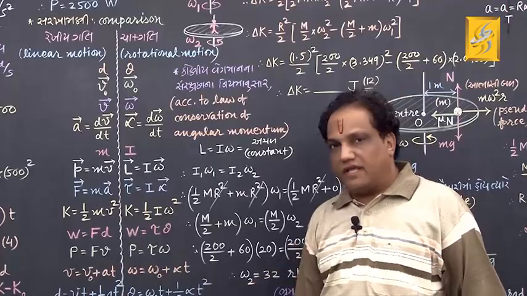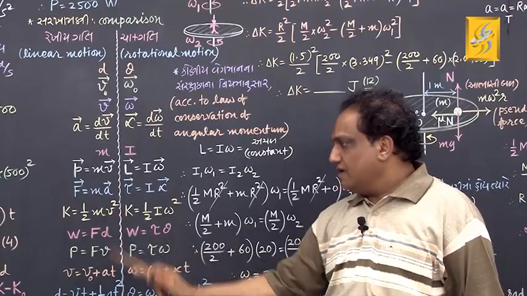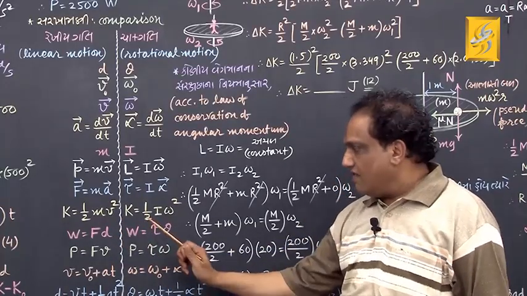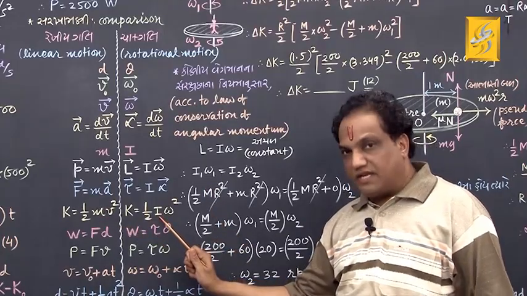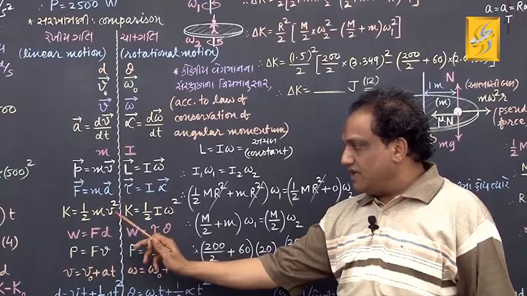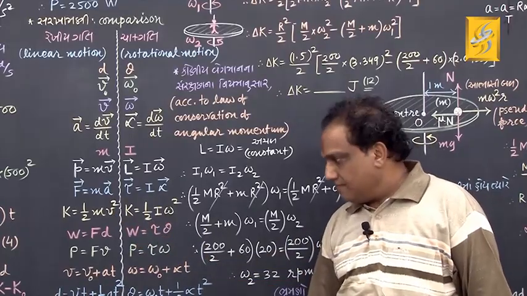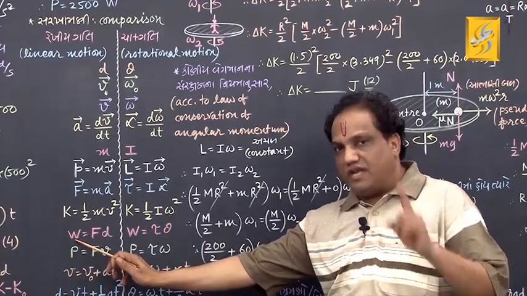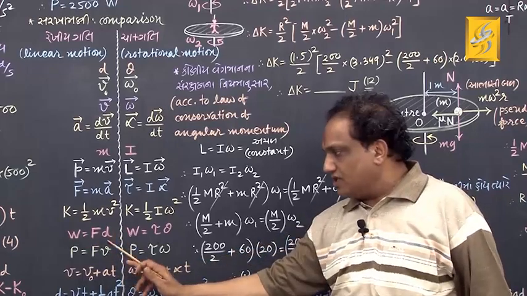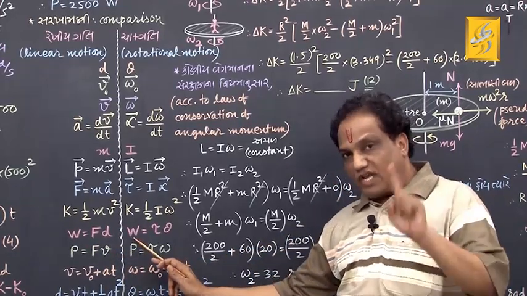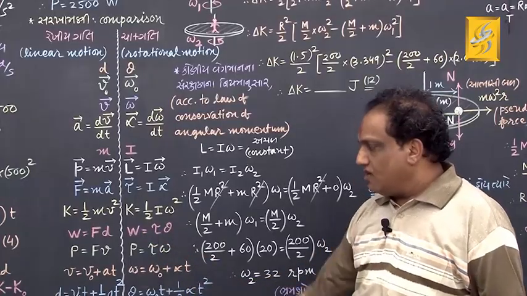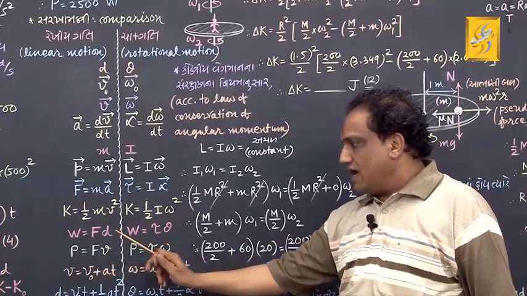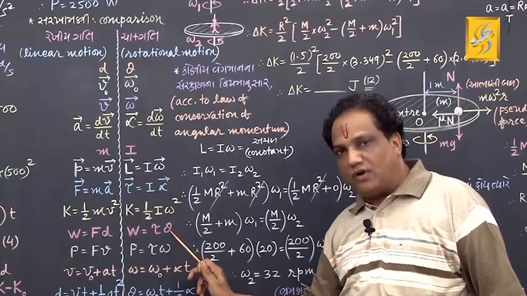Linear kinetic energy by formula is half mv square. Here rotational kinetic energy is half I omega square. Instead of mass we find here capital I, that is moment of inertia. Linear speed is similar to angular speed. Work done formula in case of linear motion is force into displacement, and in case of rotational motion, work done formula is W equals to tau into theta. Force is similar to torque, linear displacement is similar to angular displacement.